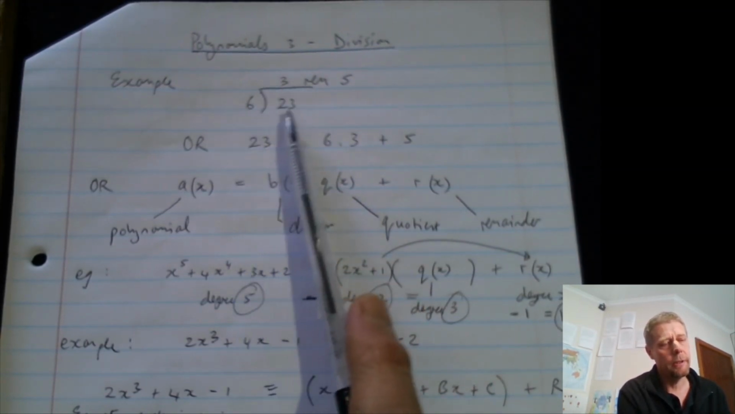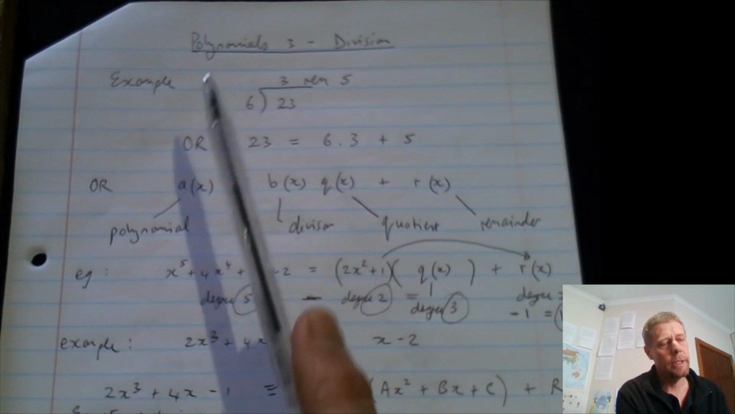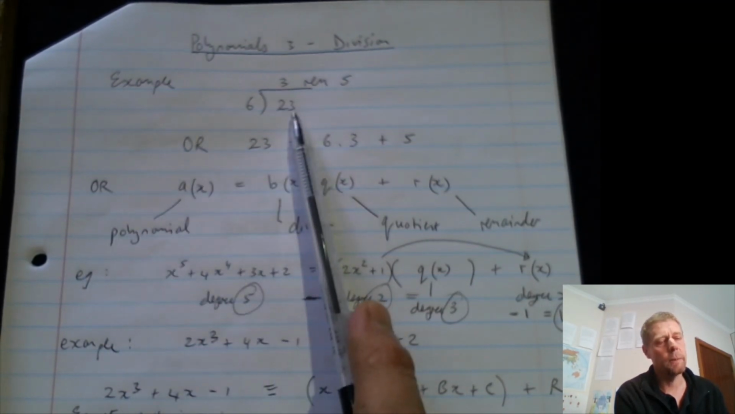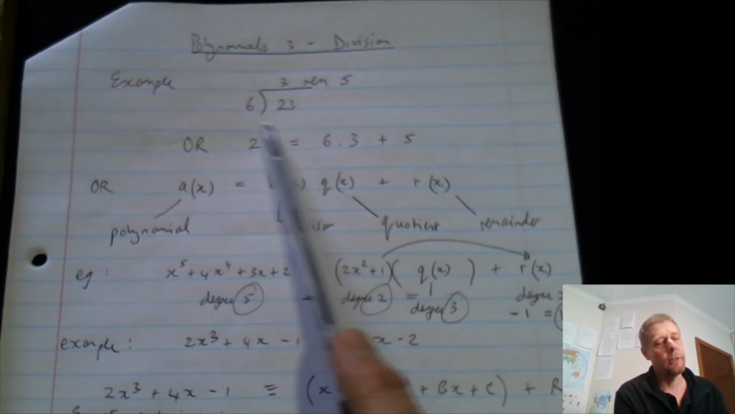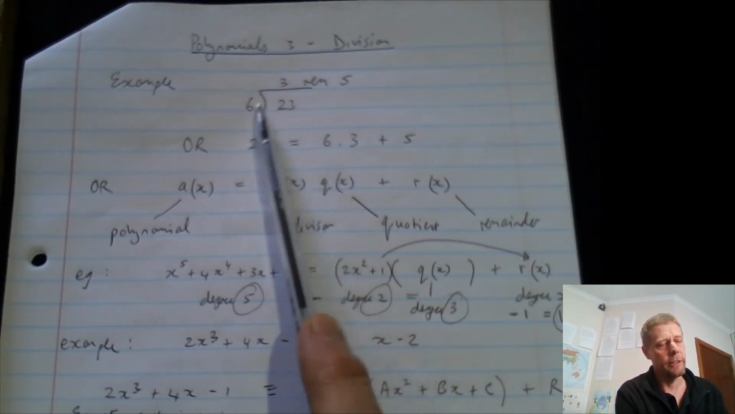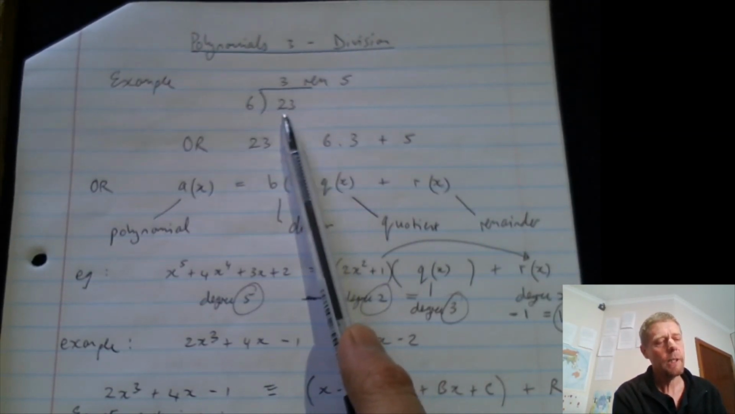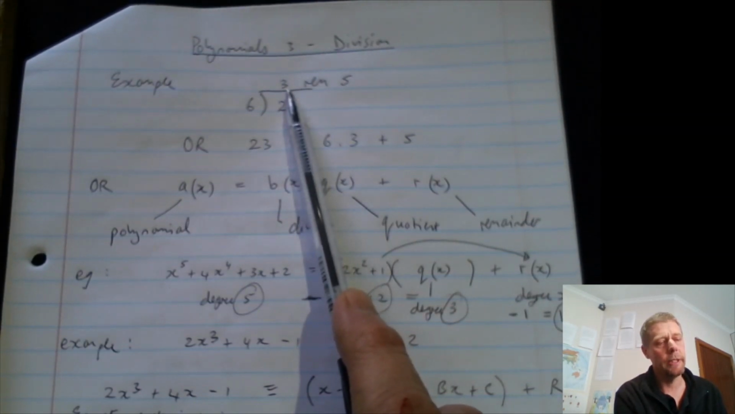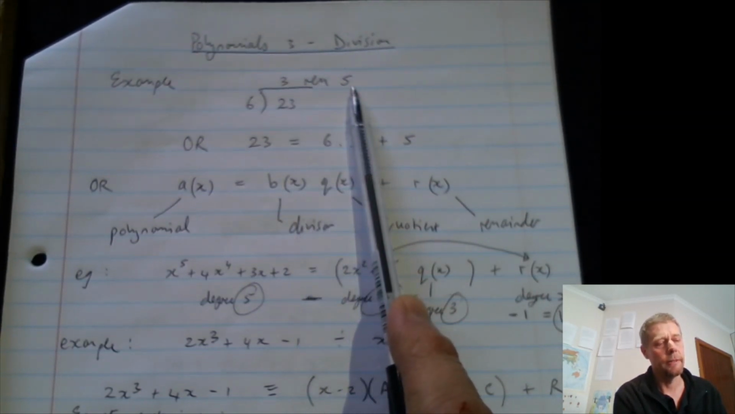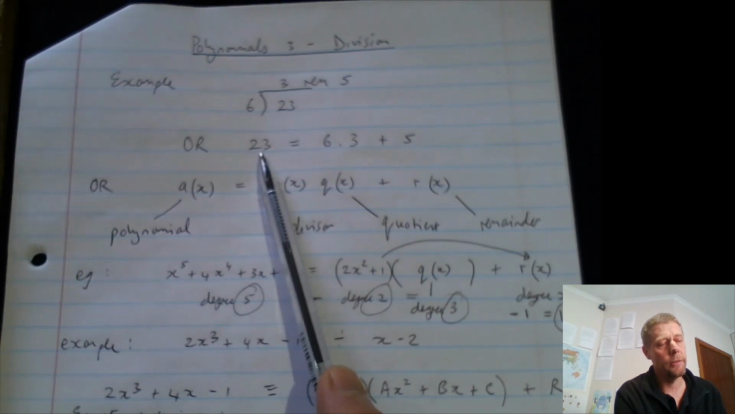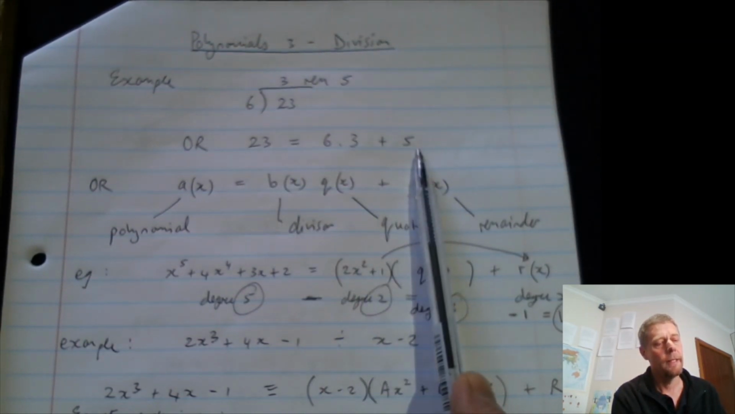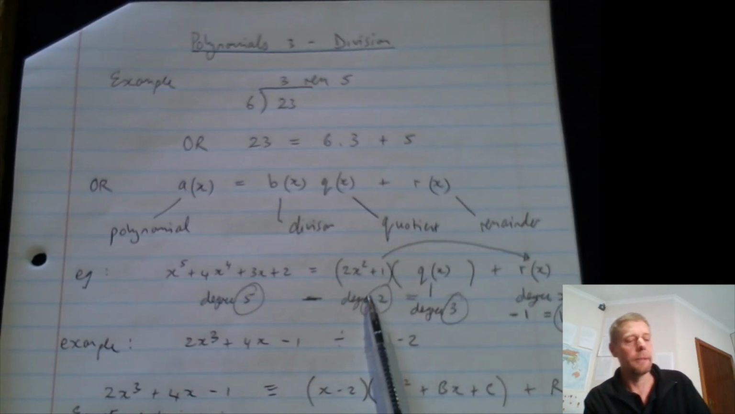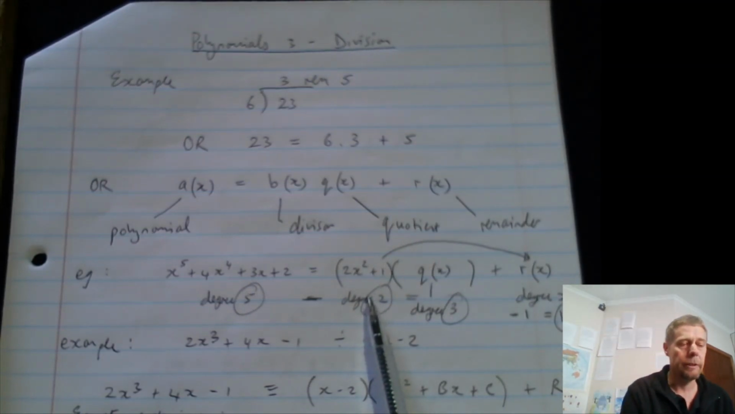Here's a polynomial of 23 divided by 6. Okay, 23 is a polynomial, 6 is a polynomial. Now we can quickly see if we do long division, although it's not done these days, I know you guys have got calculators, but 23 divided by 6 gives you 3 with a remainder 5. Or we could write this as 23 equals 6 times 3 plus 5. So in a polynomial sense, this is how division would be represented.